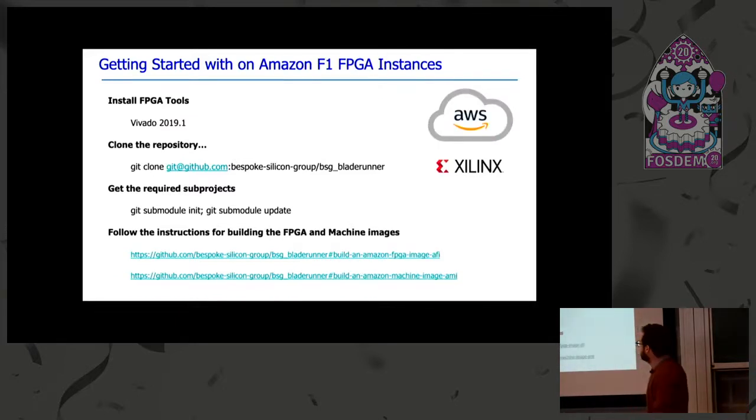We also support deployment on AWS. You need the Vivado tools. You need Xilinx Vivado compiler. But it's all part of the same project. And we have detailed instructions in the README about how you can build the FPGA image, how you can build the machine image, and you can get up and running. And the machine image will have everything. It'll have runtime libraries, development tools for RISC-V, the FPGA bit image, all of it.